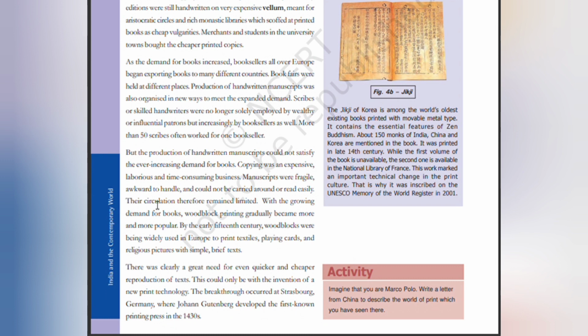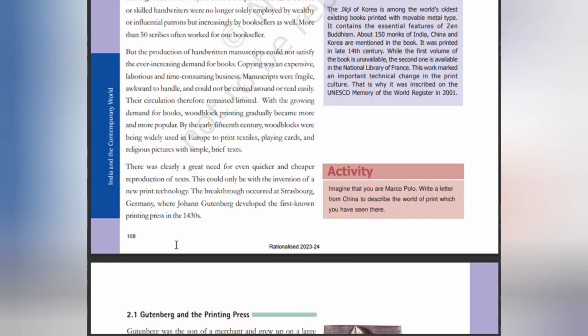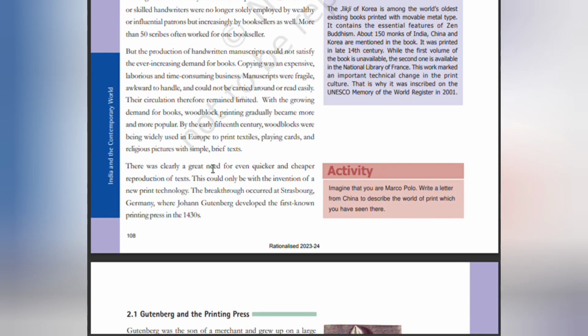With the growing demand for books, woodblock printing gradually became more and more popular. By the early 15th century, woodblocks were being widely used in Europe to print textiles, playing cards, and religious pictures with simple brief text. There was clearly a great need for even quicker and cheaper reproduction of text. This could only be met with the invention of a new print technology. The breakthrough occurred at Strasbourg, Germany, where Johann Gutenberg developed the first printing press in the 1430s.